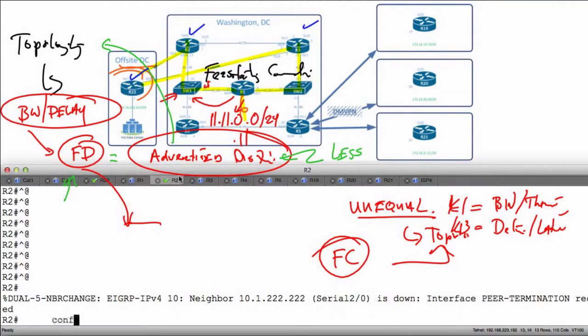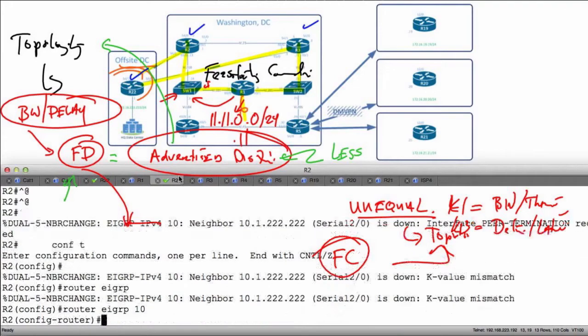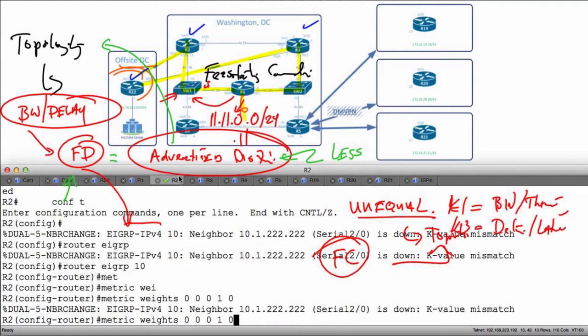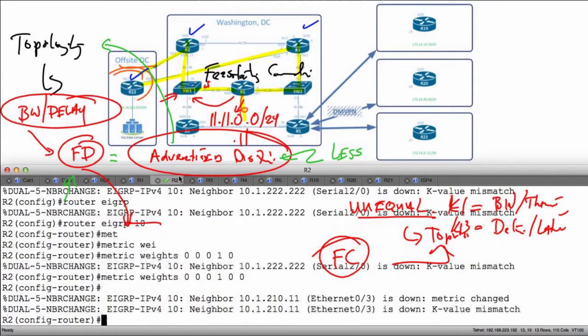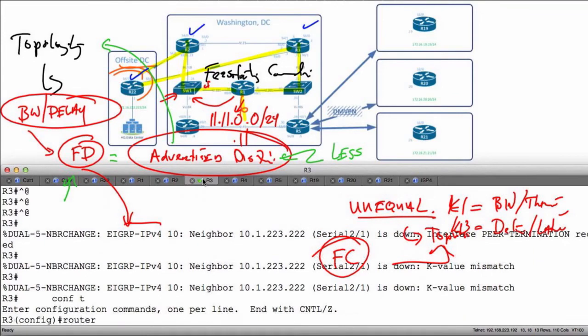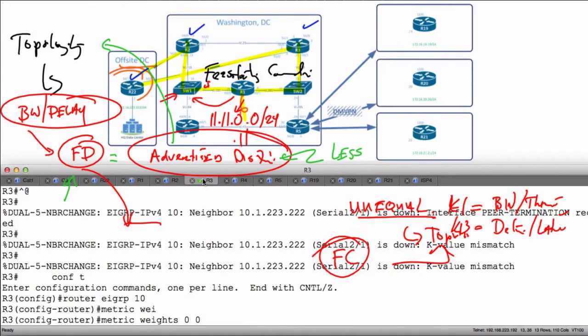R2, config T, router EIGRP 10, metric weights 0 0 0 1 0 0. And we'll do R3, router EIGRP 10, metric weights 0 0 0 1 0 0.